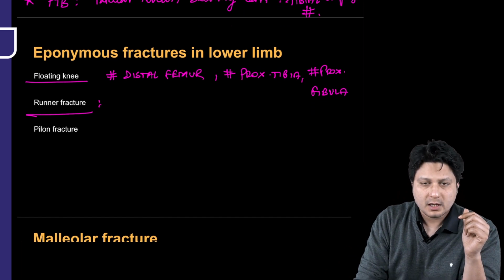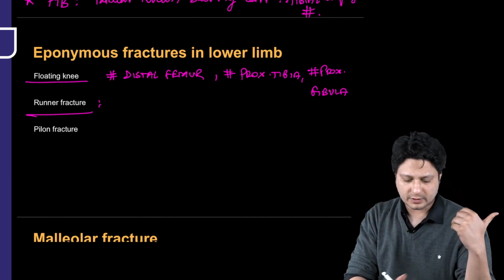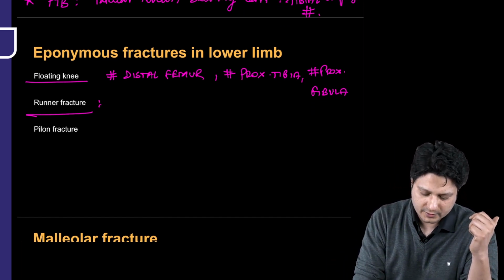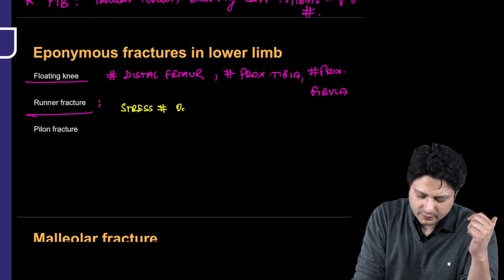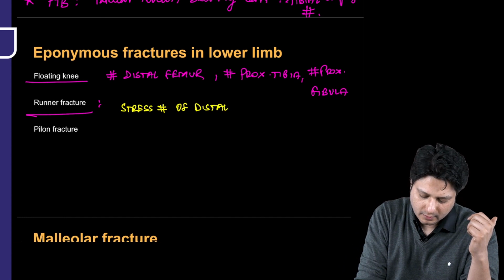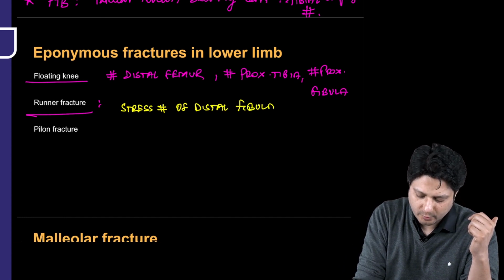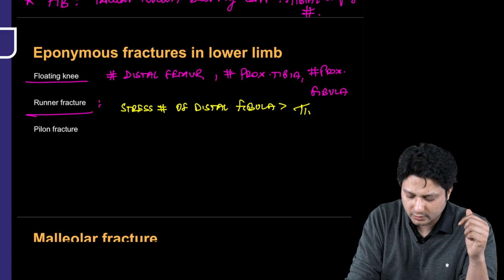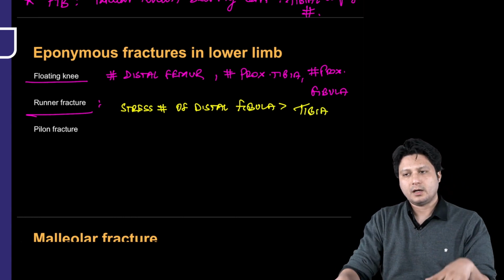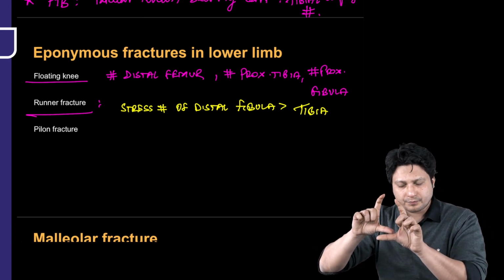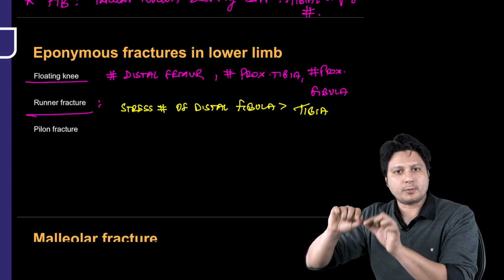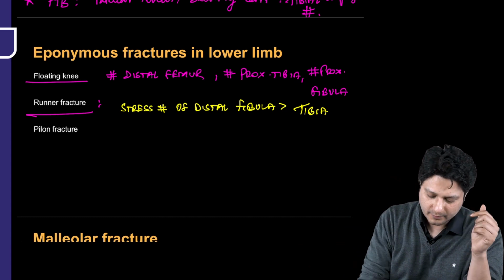Next is runner fracture. We have already talked about this kind of fracture. Runner fracture is actually a stress fracture. It is the stress fracture of the distal fibula. If the distal fibula is not there in the options, then you have to go for the tibia. So it will be a stress fracture, that means because of overuse of the bone, a fracture of the distal fibula. If it is not there in the option, then you can go with the distal tibia. These are the runner fractures.